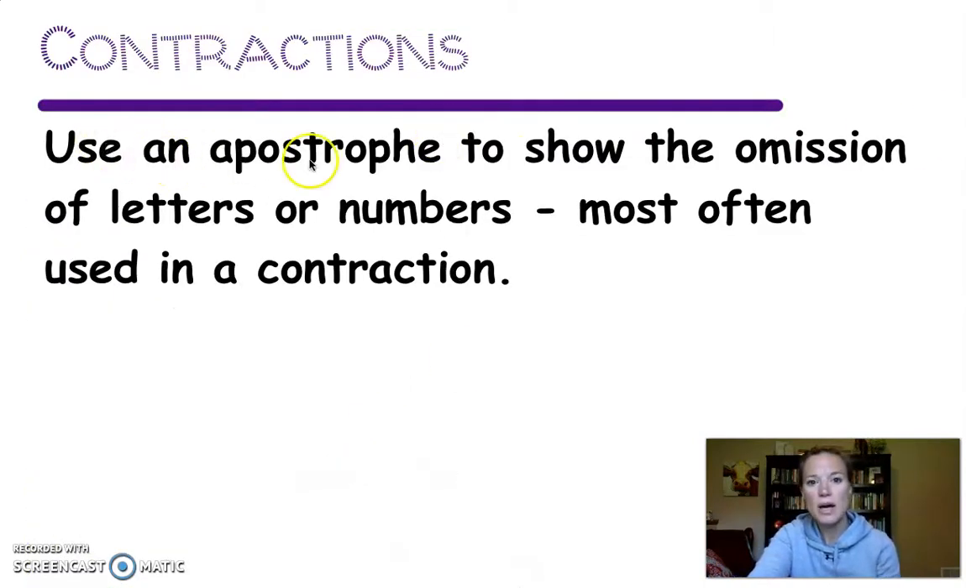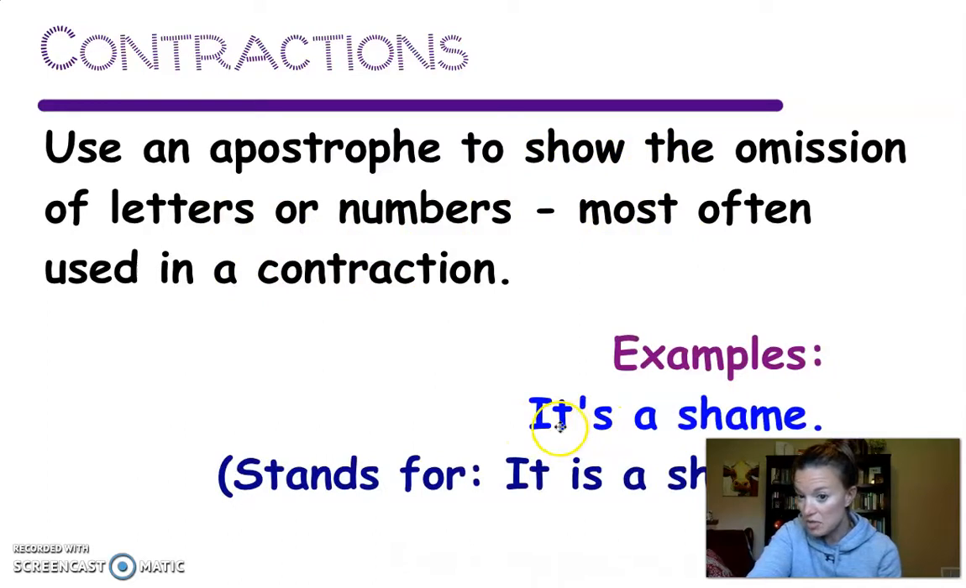We need to use an apostrophe to show the omission of letters or numbers, most often used in a contraction. It is a shame, it's a shame. Anytime letters or numbers are omitted, use an apostrophe to show that omission.